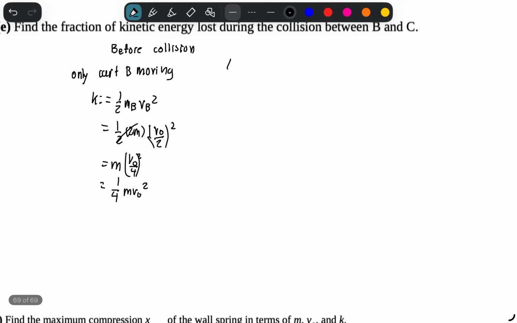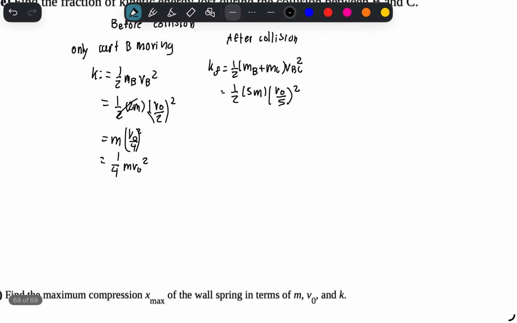So then we know that after the collision, they move together. So we have 1/2 (m_B plus m_C) times v_BC squared. This is 1/2 times 5m times v initial over 5 squared. So then for the velocity, this is v initial squared over 25. And we have 1/2 times 5m. So this is equal to 5m v initial squared over 50. And we have 1/10 m v initial squared.